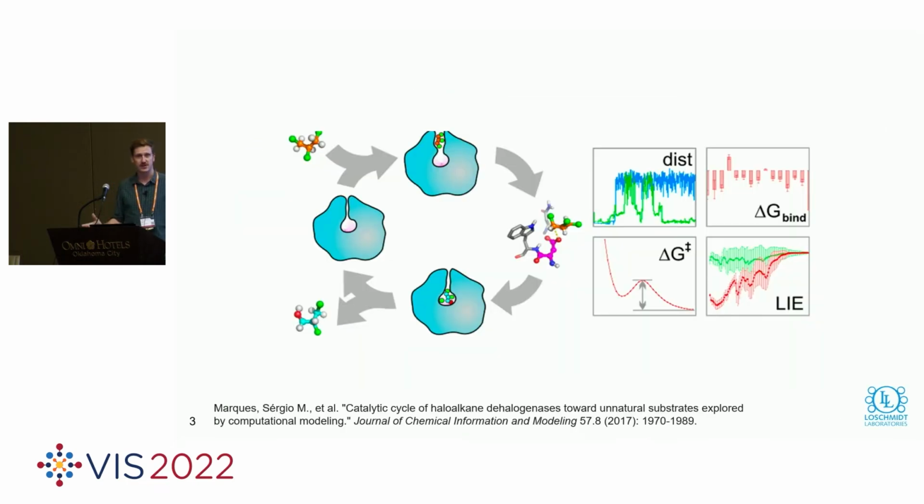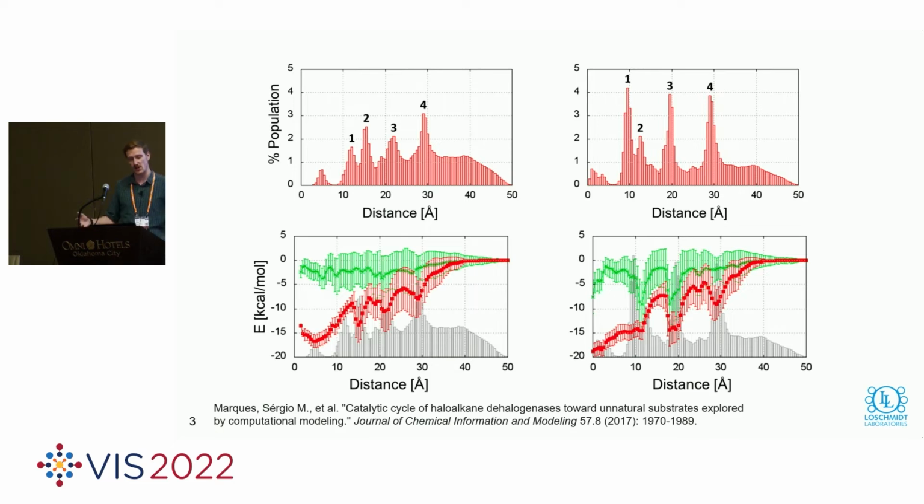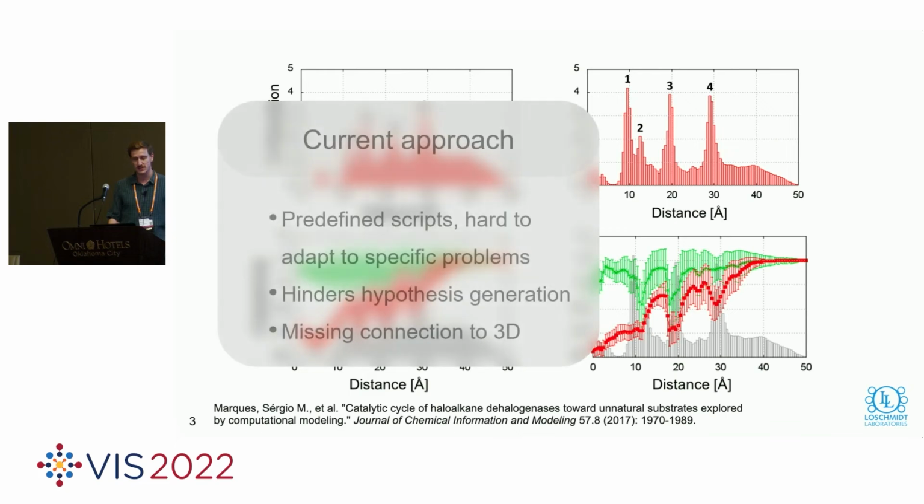So let me illustrate this with an example from some of the colleagues from Loschmidt Laboratories when they were trying to describe the catalytic cycle of a specific molecule. They started by the selection of several input structures, calculating the distance. Based on the distance, they calculated the energy necessary for traversing the distance, and so on and so on and so on.